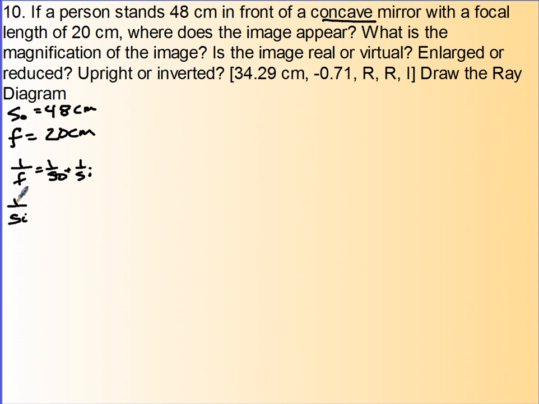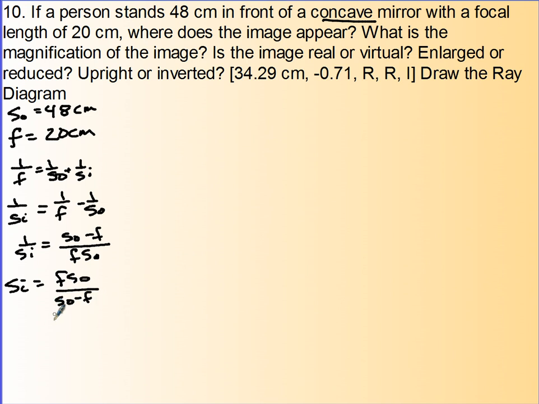So I don't want to do least common denominator with these, so I'll do it this way. I'll do it with my symbols. And I'm going to get a least common denominator with my symbols. That's F times SO over SO minus F. Now I'm going to flip it. Now I want to plug my numbers in. The focus is 20 times 48 divided by 48 minus 20.